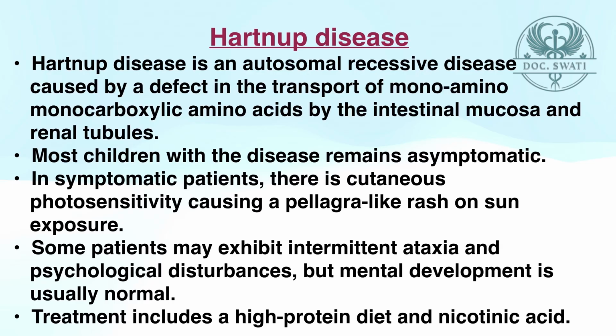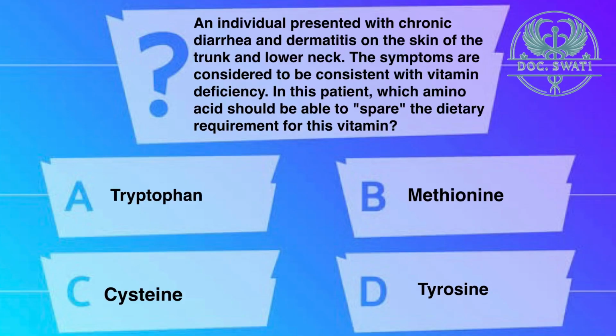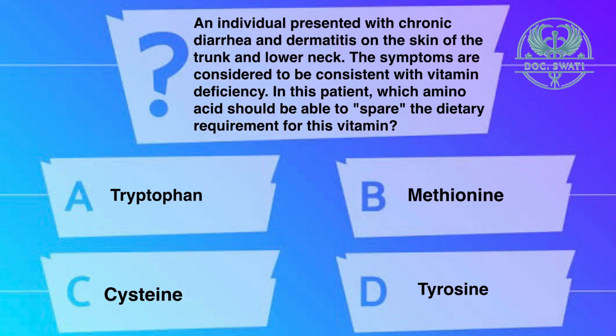So finally, here is the last question of today, which is, an individual presented with chronic diarrhea and dermatitis on the skin of the trunk and lower neck. The symptoms are considered to be consistent with vitamin deficiency. In this patient, which amino acid should be able to spare the dietary requirement for this vitamin?